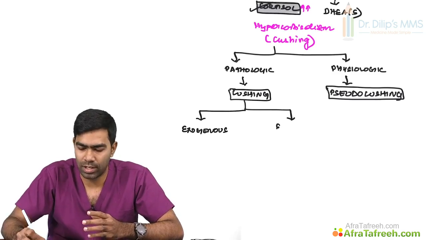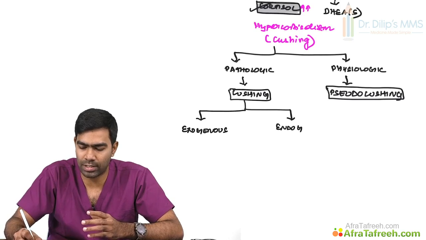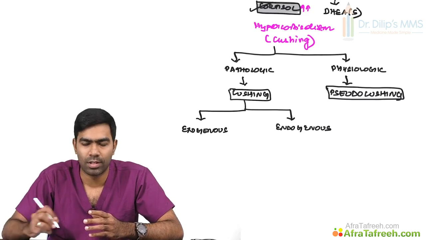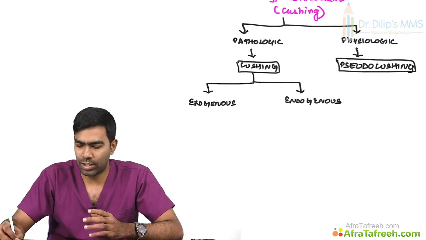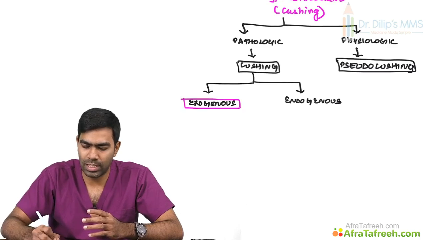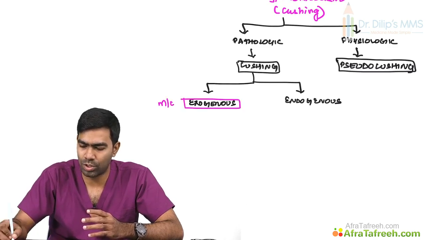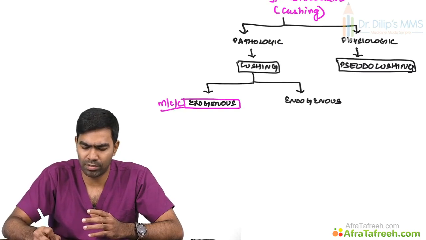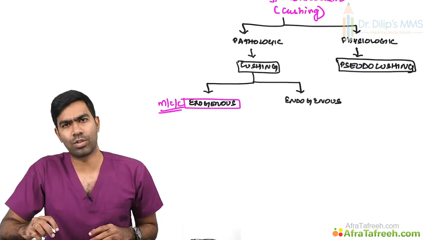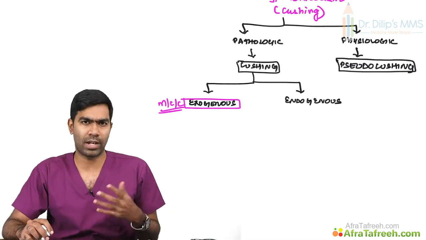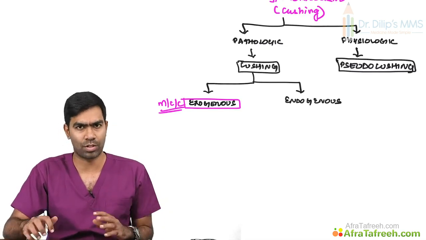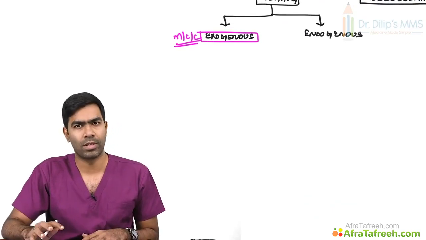And the second one is endogenous Cushing syndrome, where this excess cortisol is due to some endogenous problems. So remember, exogenous Cushing syndrome is the most common cause of Cushing syndrome by default. Very, very common. Exogenous Cushing syndrome is due to use of exogenous glucocorticoids. In the current era, this is obviously going to be the most common cause of Cushing syndrome.